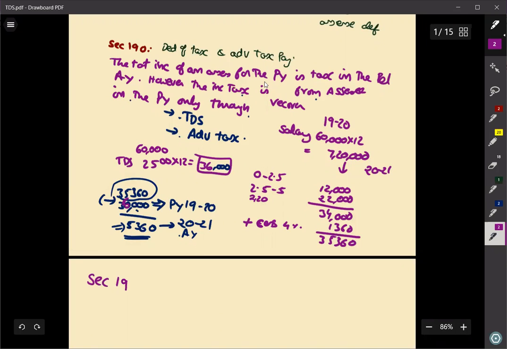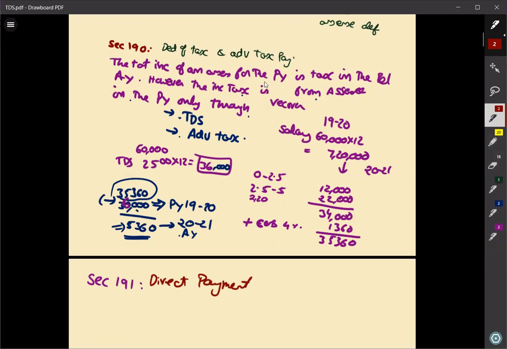Section number 191. What is this? This 191 speaks about something called direct payment. Now, what is direct payment and what does section 191 say? It says that the assessee can pay tax directly.